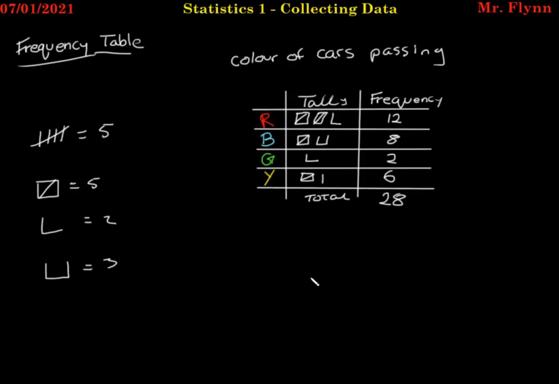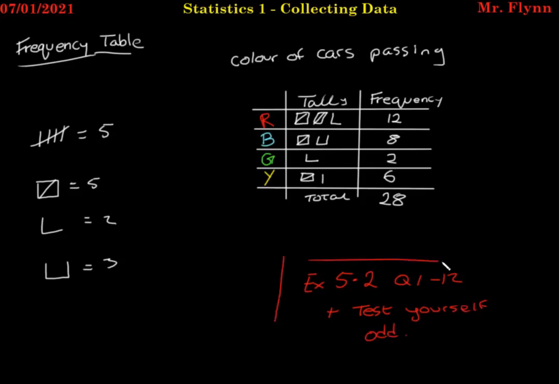So the next section now for work, I want you to do exercise 5.2, and we'll do questions 1 to 12. I also want you to take a look at the test yourself and do the odd numbers from that section. So we have questions 1 to 12 from exercise 5.2, and also the test yourself, the odd numbers only.